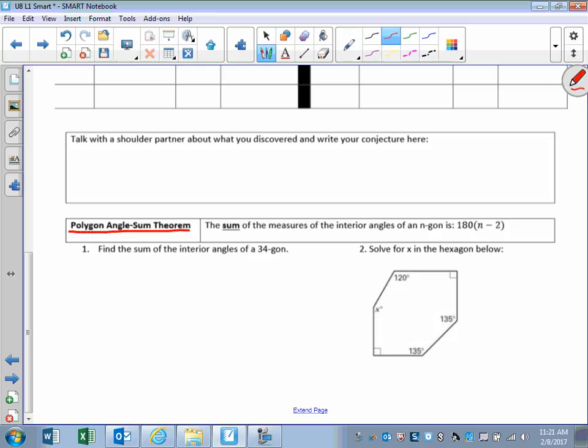What you should have discovered if you did the notes in the previous part is that the sum of the measures of the interior angles of an n-gon, which just means however many sides, is 180 times the number of sides minus 2. So for number 1, if we have a 34-gon, that's just going to be 180 times 34 minus 2. And that is going to be 5,760. And it's as easy as that.